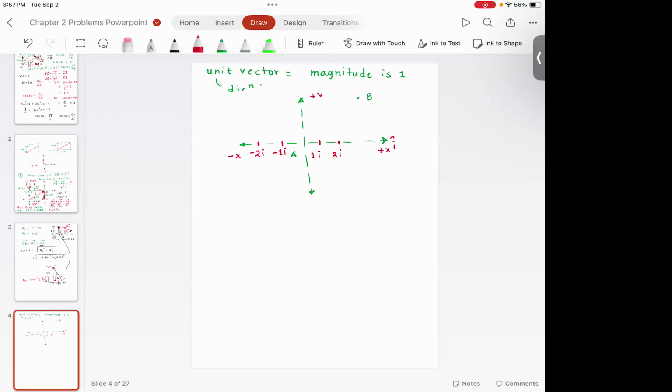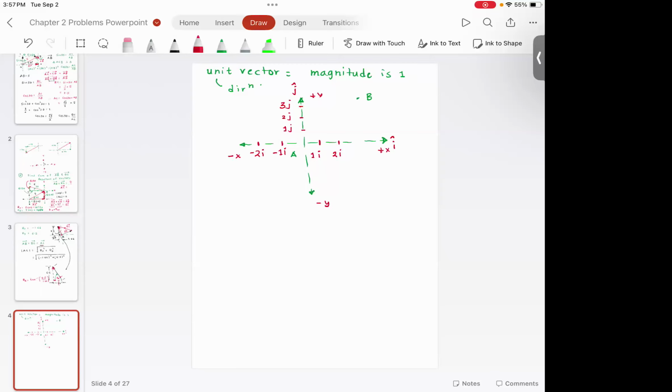positive y, negative y. And in y direction, I'm going to call this j. You go 1 unit, it will be 1j. You go 2 units, it will be 2j. You go 3 units, it will be 3j. So if you go positive, it will be plus 1j, plus 2j, plus 3j. You go down, it will be minus 1j, minus 2j, minus 3j. Everyone understands this?